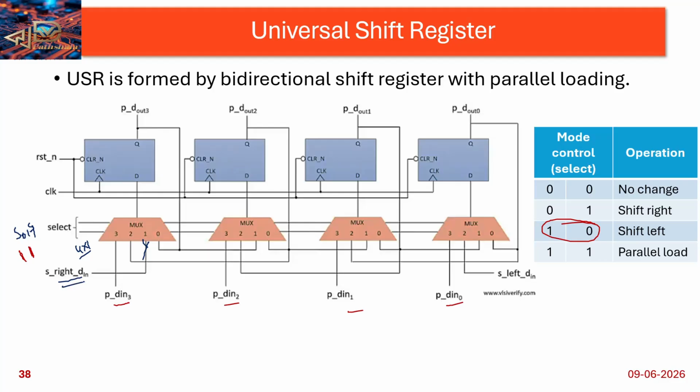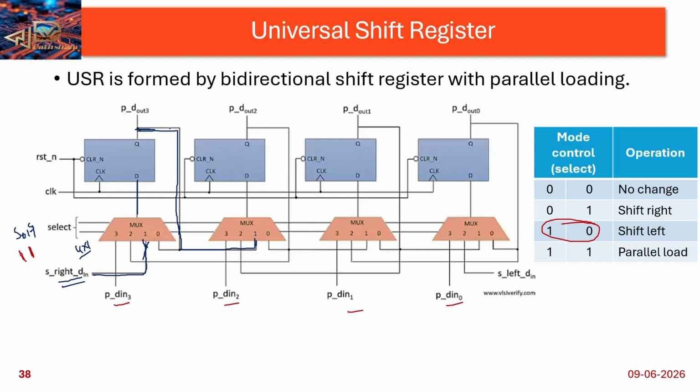Okay, the data input I am connecting here, and then the output I am getting. This is the output. That output is connected to which one? This output is connected to again one. That is serial in, serial out. That means the shift register is doing the shift right operation.